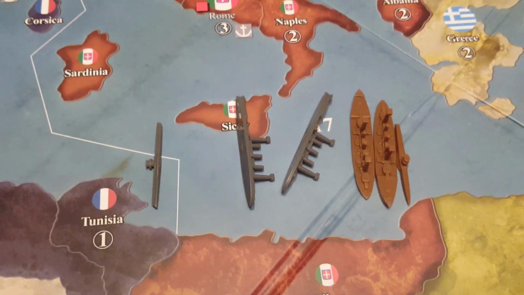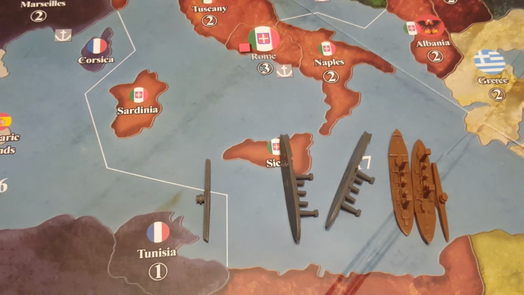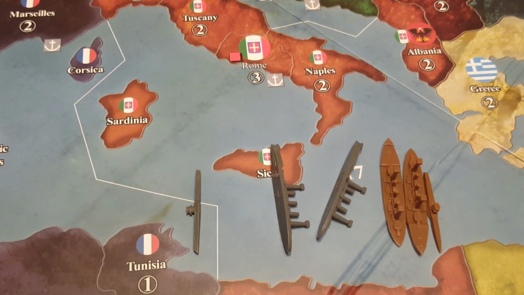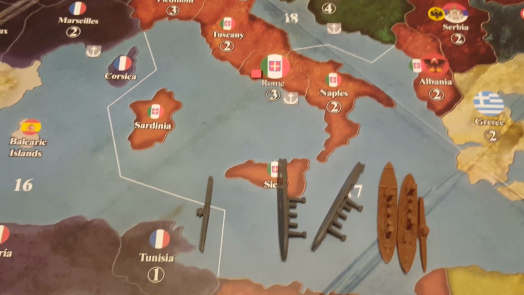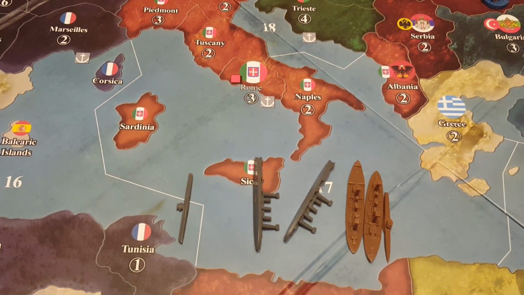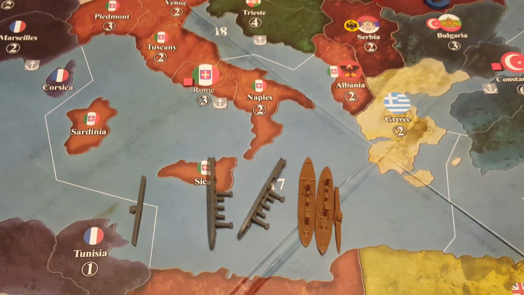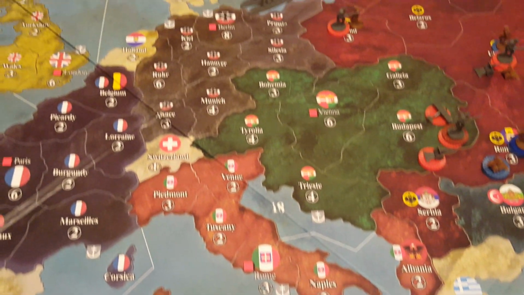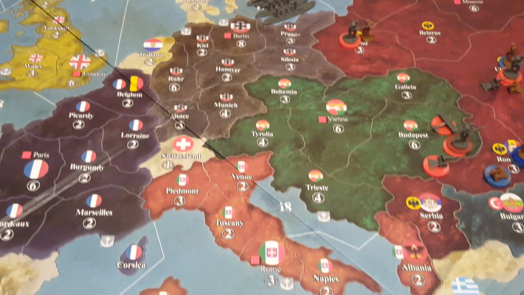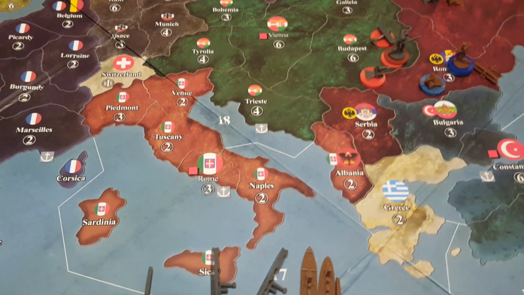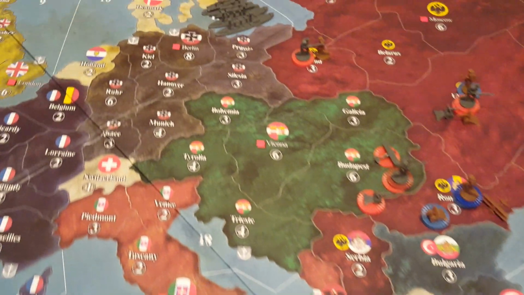In order to repair them, you need to move them to a friendly port, and they need to sit there for a full turn. So this would not be a friendly port for Germany, because Italy is a member of the Entente. However, if Germany could get, let's say, to one of its ports up here and sit, then it could repair those battleships.